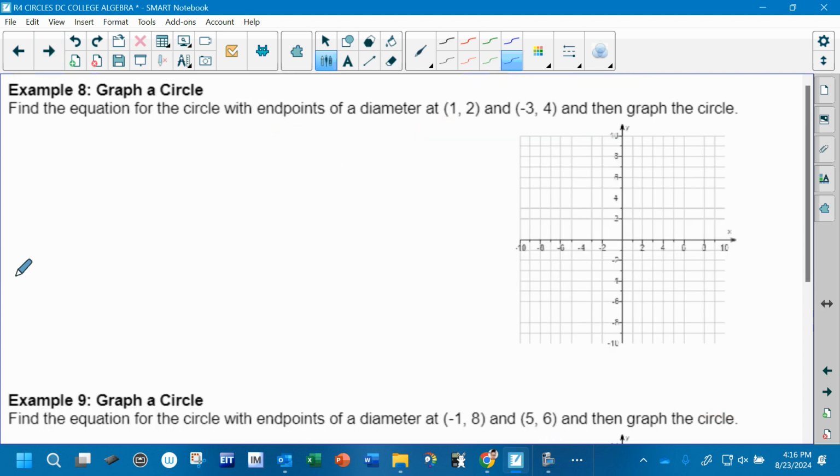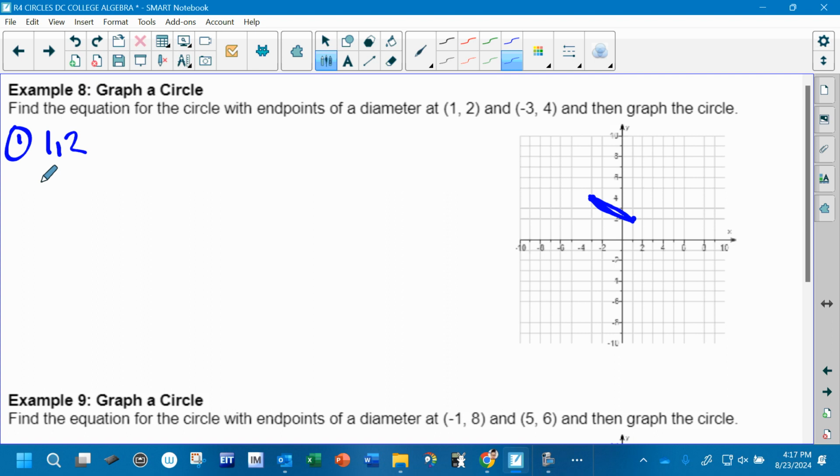All right, let's try one more. So these are the diameters. So 1, 2, and negative 3, 4. So this is the diameter. So I need the center of that. So the first thing I'm going to do is find the midpoint. So step 1, find your midpoint.